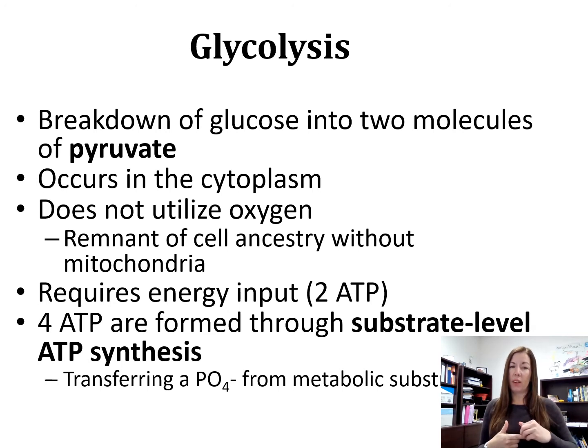Glycolysis itself means sugar splitting. And to activate that glucose molecule, to break it down, you have to have a 2 ATP input. Essentially, you're able to make 4 ATP through this process, but you're only gaining 2 ATP because you actually required 2 to start the process in the first place.